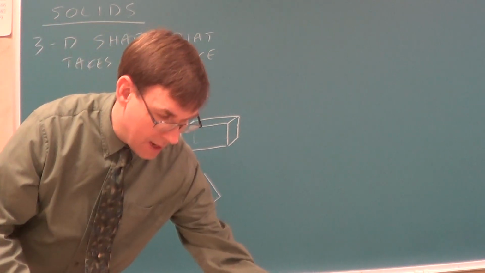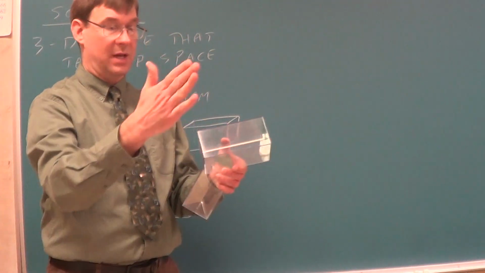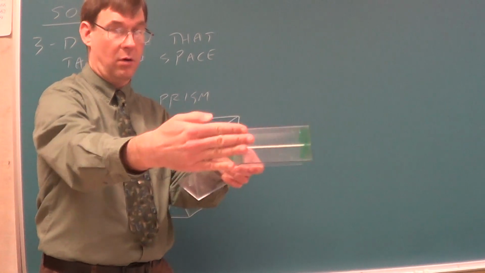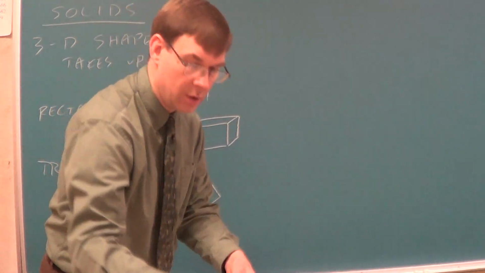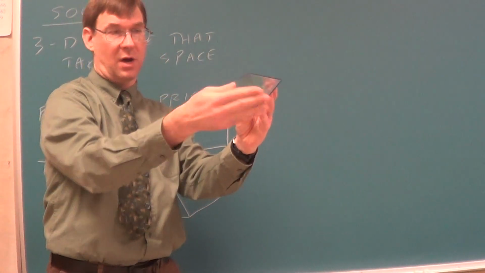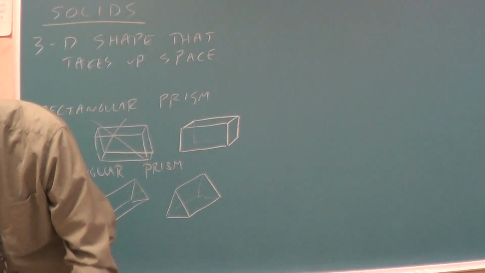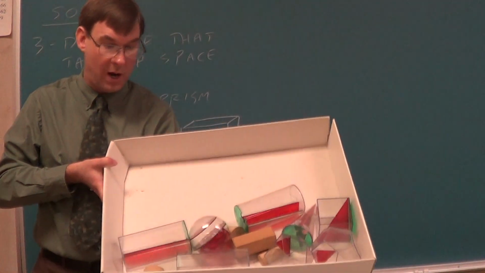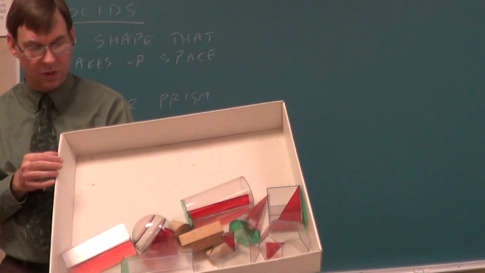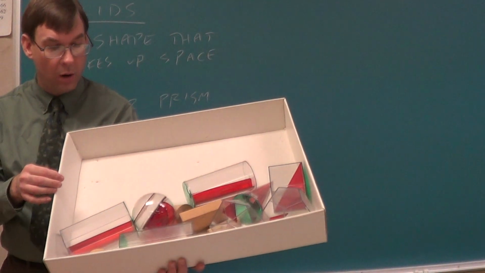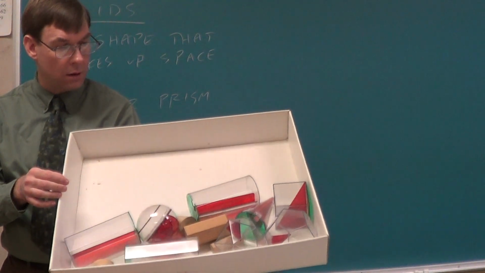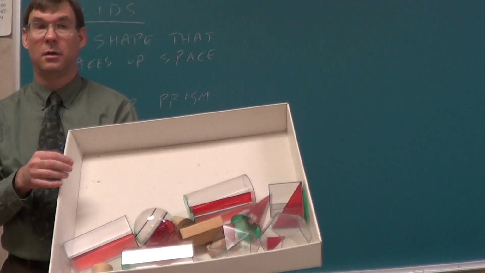Okay, but again, the idea of a rectangular prism is front's a rectangle, back's a rectangle, and it just sort of pushed through. Front's a triangle, back's a triangle. It just sort of pushed through. Those are prisms. I have in my box a couple other prisms, but I'm not going to draw them or name them because they're not in our book. But I see 3 more prisms in here.